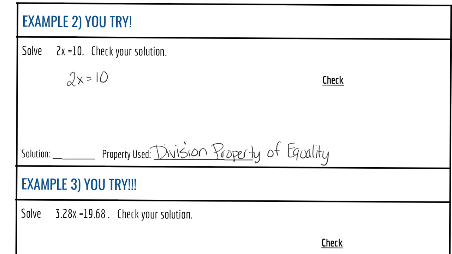All right, so you should have said that it was the division property of equality because you divided by 2 on both sides. Now you can show it like that. You can also do one big line, like one big division sign if that helps you, or you could do the division sign. Doesn't matter, whatever your brain does for you so you can solve it a little bit easier. All right, go ahead and find the solution.